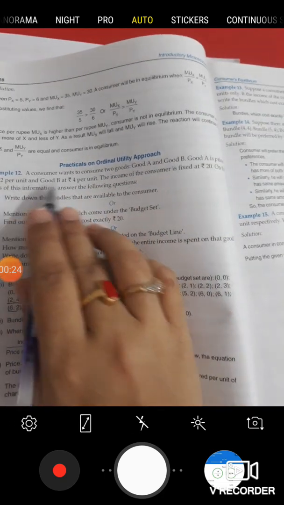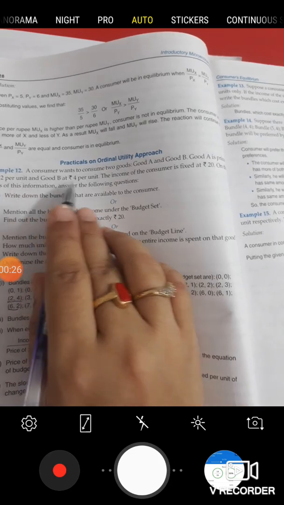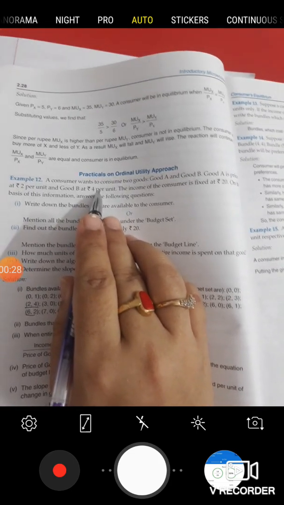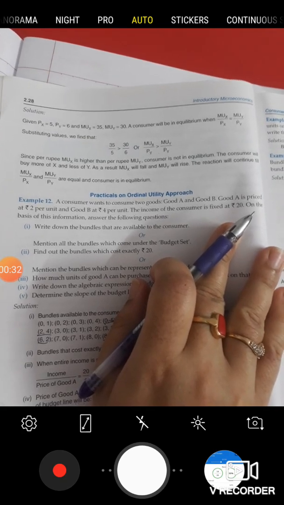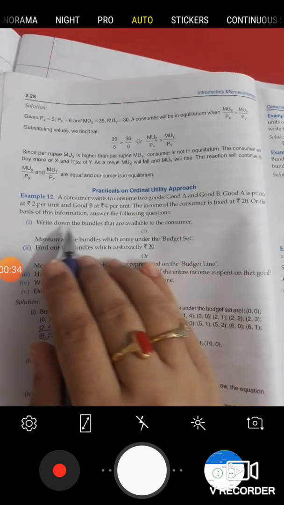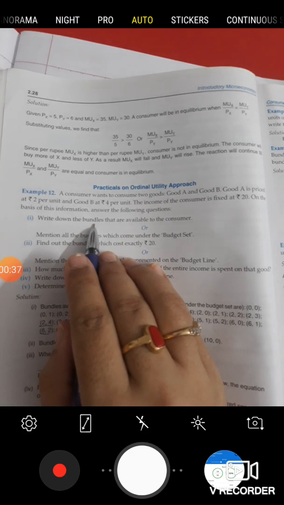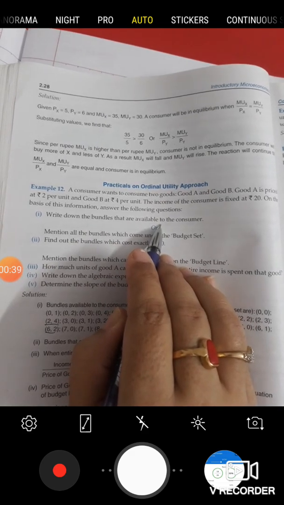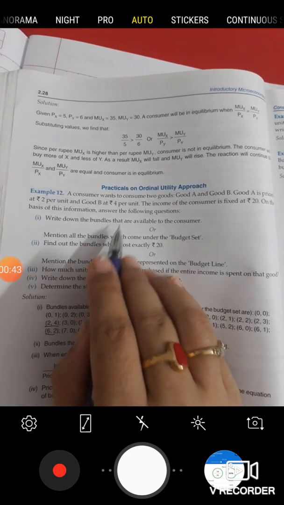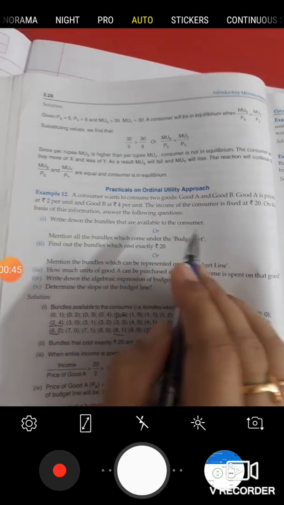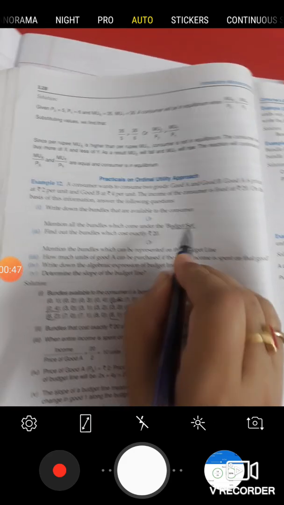The prices are given for the two goods: rupees 2 and rupees 4 per unit. The income of the consumer is fixed at rupees 20. We need to understand what bundles are available to the consumer, and we have to mention all the bundles. So what does it mean? It means we are talking about the budget set.